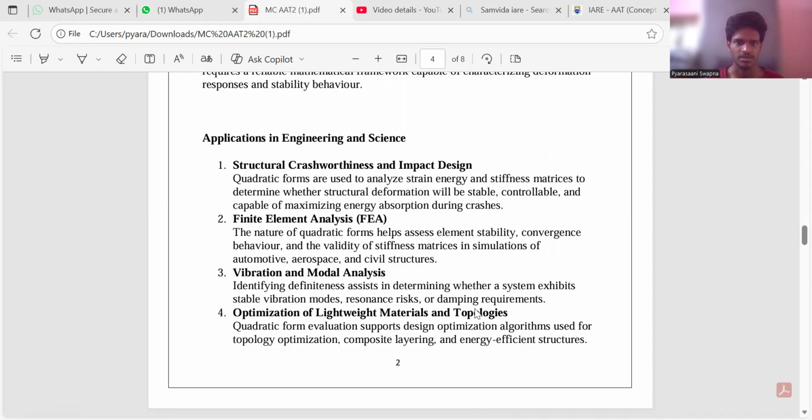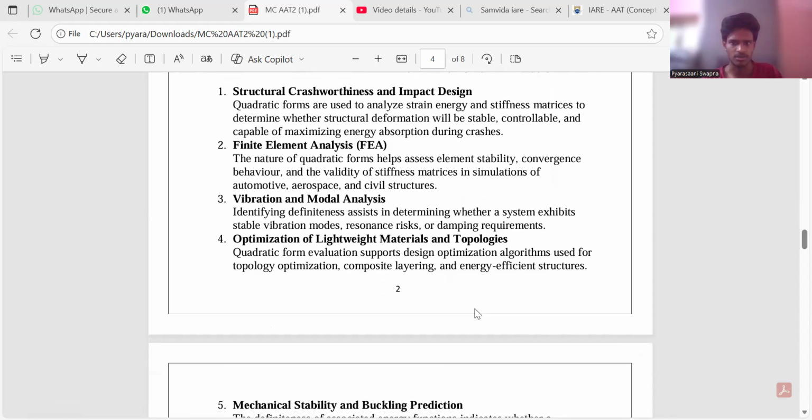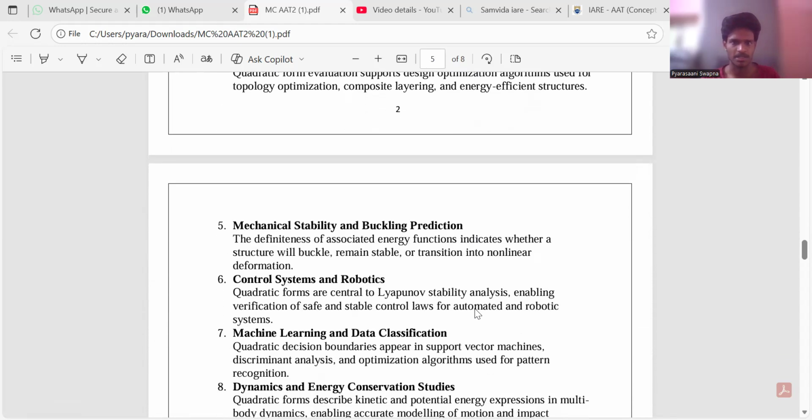Finite element analysis: the nature of quadratic forms helps assess element stability, convergence behavior, and validity of stiffness matrices in simulation of automotive, aerospace, and civil structures. Vibrations and modal analysis. Optimizing lightweight materials and topologies. Mathematical stability and buckling predictions.